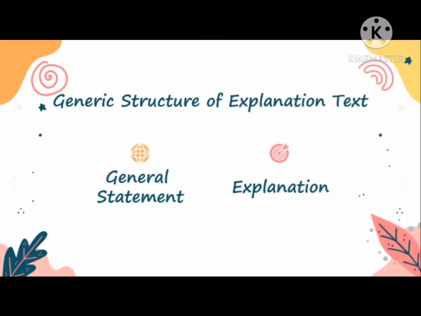So, generic structure of explanation text. There are two parts to the explanation text, namely general statement, which contains general information on the topic to be discussed in this text, and the second, explanation, which contains a series of events or sequence of events from a process which is the topic of the text. We can also explain by using why and how questions so that the explanation we convey is more comprehensive.